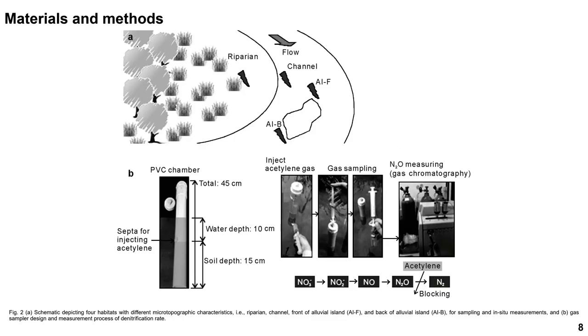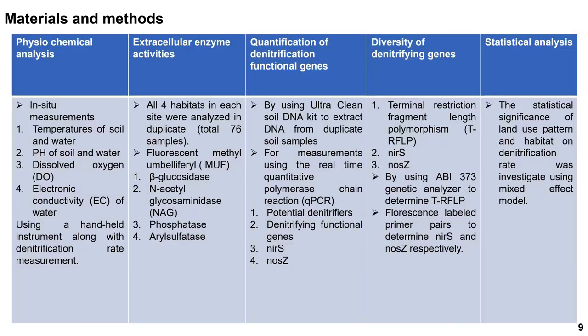Okay, so for denitrification rates, the in situ way is used with acetylene blocking assay at the sampling spots of the four habitats in 10 sites shown in figure 2b. And for more secure measurement, a polyvinyl chloride chamber, or PVC, 45 cm height and 5.5 cm diameter was fixed by inserting its 15 cm base through the sediment in order to prevent any gaseous leakage during the collection of sediment.